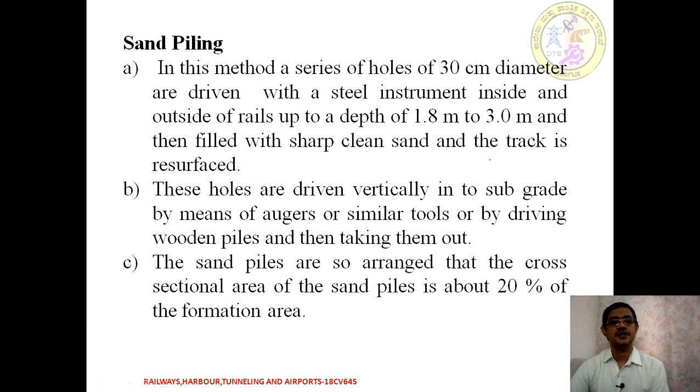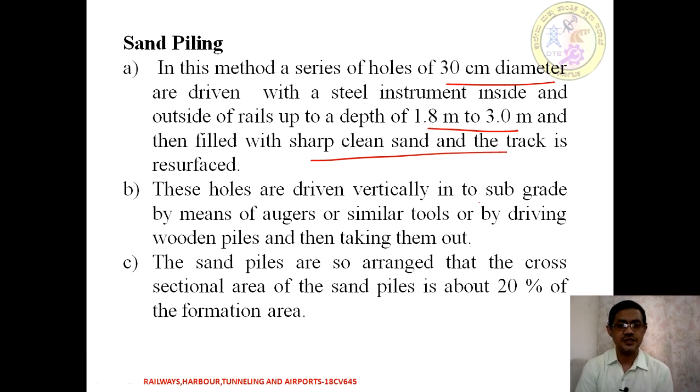Next method of stabilizing the soil is sand piling. In this method, a series of holes of 300 mm or 30 centimeter diameter are driven with a steel instrument, inside and outside of a rail, up to a depth of 1.8 to 3 meter, and filled with sharp and clean sand. The track is then resurfaced. These holes are driven vertically into the subgrade by using an auger or any driving tools.